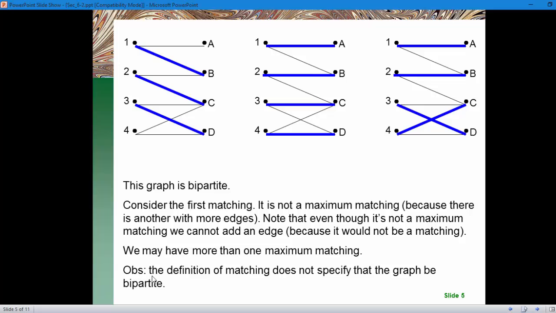One remark here is that the definition of matching does not specify that the graph be bipartite. We're working with bipartite graphs, graphs where you can split the graph into 2 sets of vertices, where there are no edges between any 2 vertices within each of the 2 groups. However, the definition of matching can be applied to any graph as long as it satisfies the definition here.